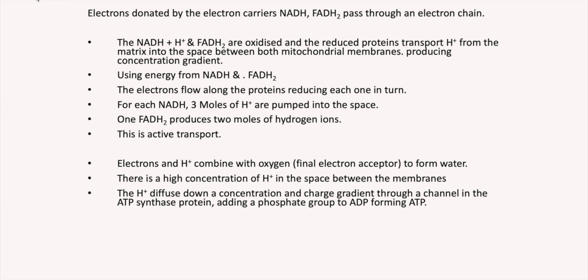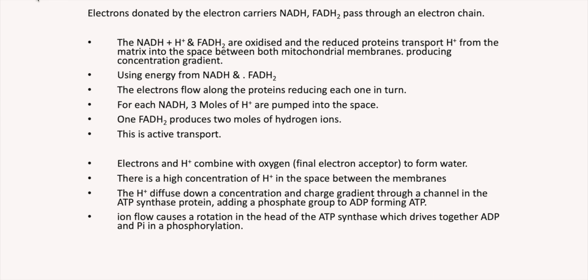The ion flow, the hydrogen flow, actually causes the head of the ATP synthase to rotate round and spin like a turbine, a bit like water flowing down through a water turbine and causing it to spin around. And that rotation actually collides ADP molecules with phosphate ions and causes them to react. So the more hydrogen that flows down that gradient, the more rotations, the more collisions, the more ATP. For every NADH molecule, you get 3 ATP molecules, and for every FADH2, slightly less, you get 2 ATP molecules.